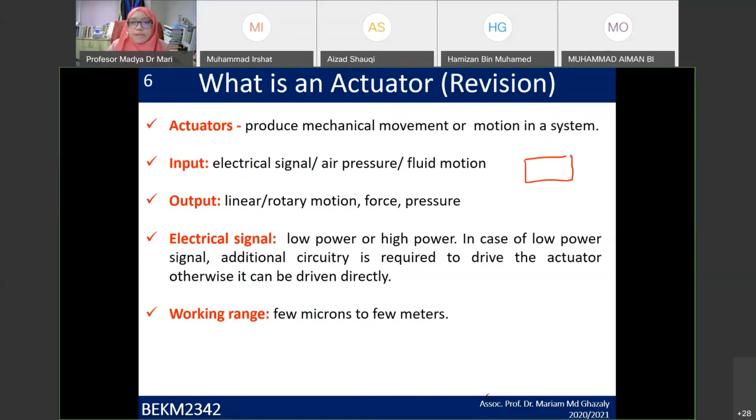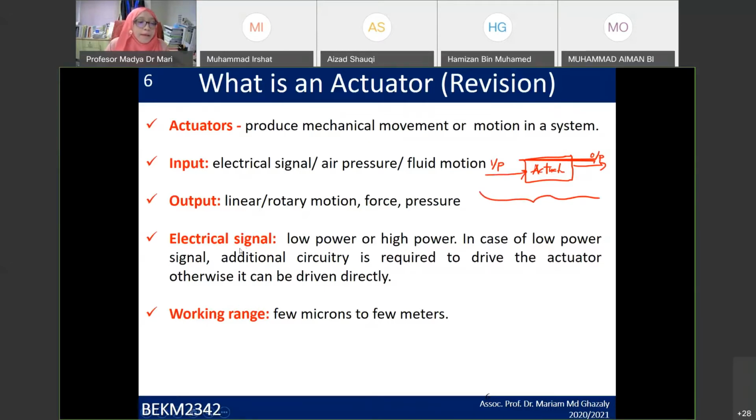For example, this is the actuator. I'm going to draw on the actuator. So, actuator, and we have the input here, and we have the output. This is what we call the block diagram.